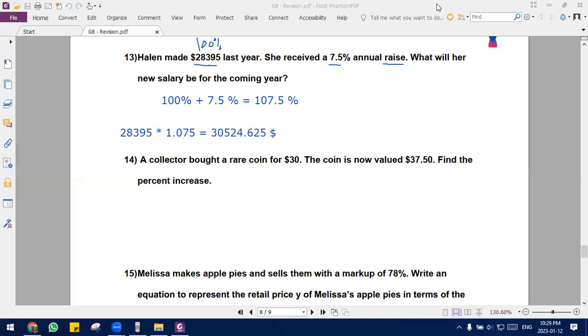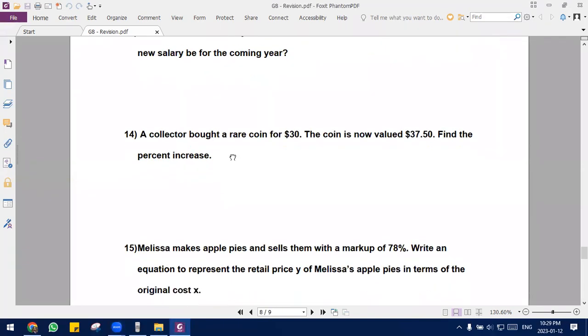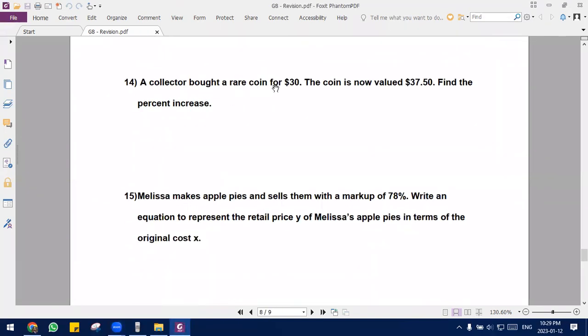Now, question 14. A collector bought a rare coin for $30. The coin is now valued at 37.5. Find the percent increase. Okay, as you remember, I asked you to draw that triangle that helps you to memorize the equation easily. Sorry, not like this. It's like this.